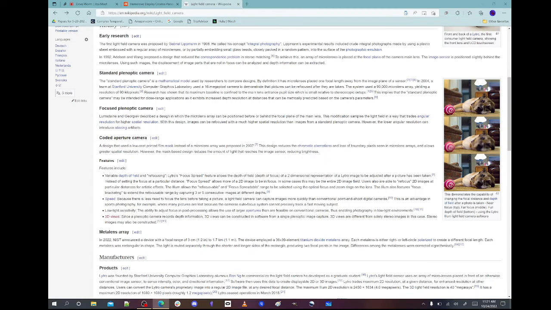So there are different types of plenoptic camera. There's the standard plenoptic camera. This is a mathematical model used by researchers to compare designs. This has micro lenses placed one focal length away from the image plane of a sensor. So this was experimental in the early aughts.